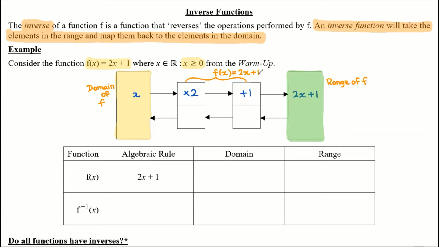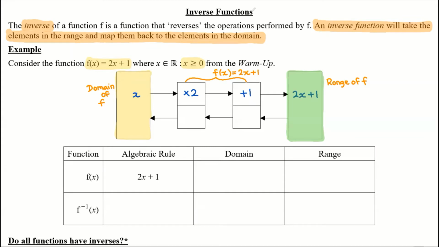So we've gone on a journey. We've gone from x, we've doubled it, we've added 1, we're now at 2x plus 1. If we go backwards, we're going to take elements from this range and we're going to send them backwards, back to the domain. Now, in order to do that, we need to undo all these operations.